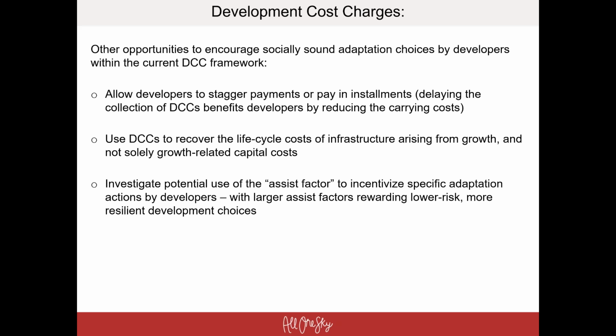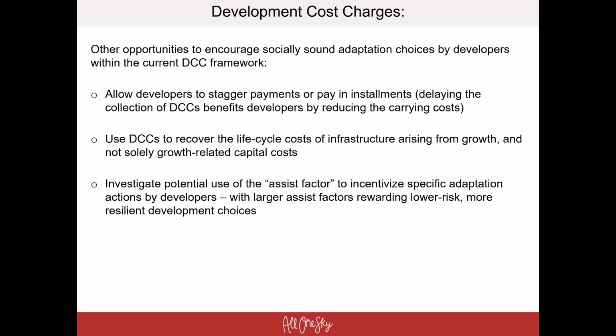With regards to development cost charges, there were a number of other suggestions. Some of those were looking at, could you stagger the payments, put them into installments, and in that way benefit developers by reducing their carrying costs if they undertook certain adaptation measures? And then also, could the development cost charge be orientated towards recovering the life cycle costs associated with new development as opposed to just the capital growth related costs?